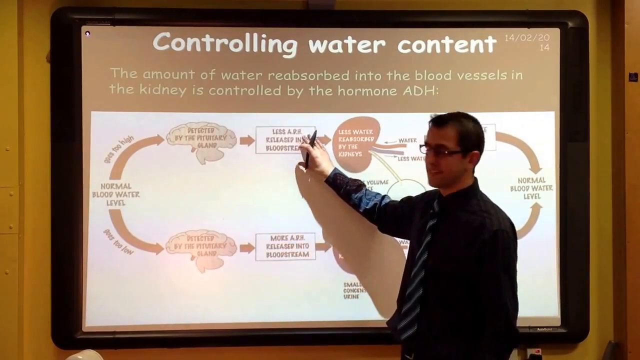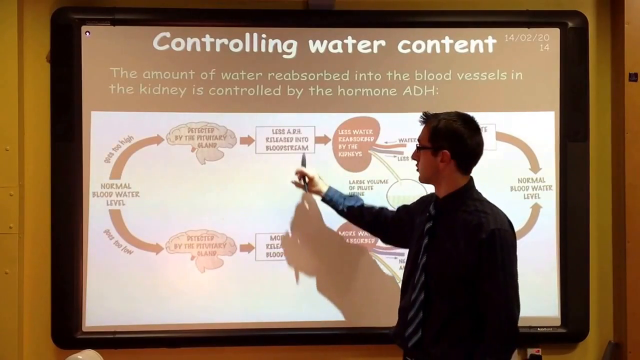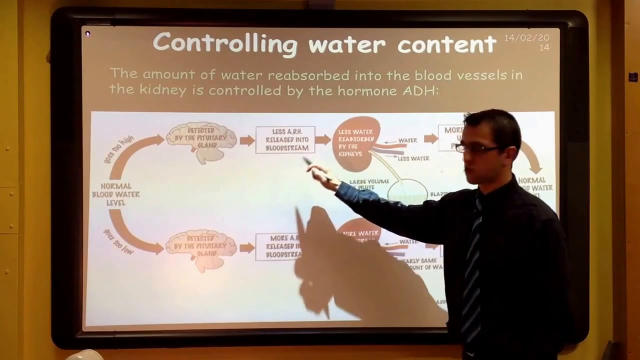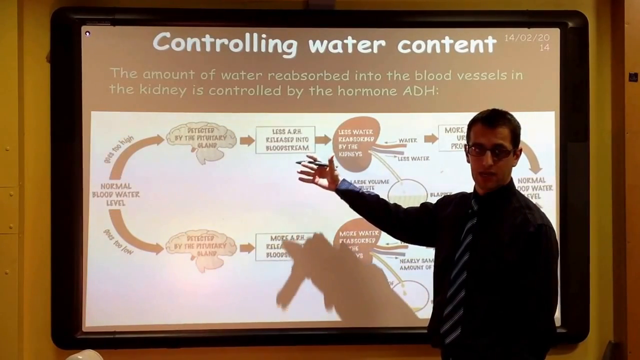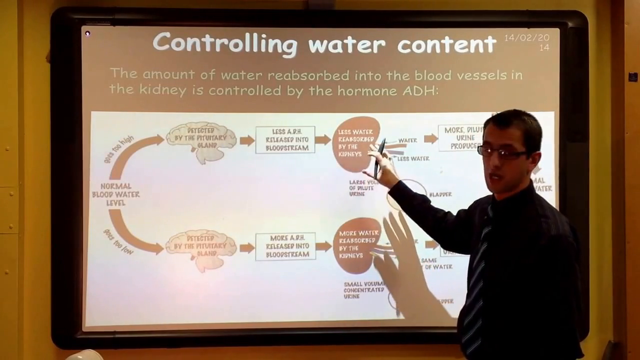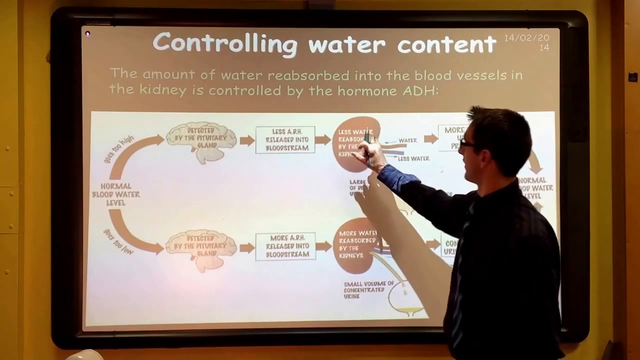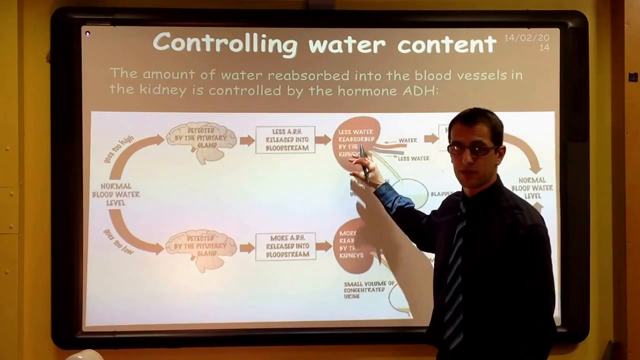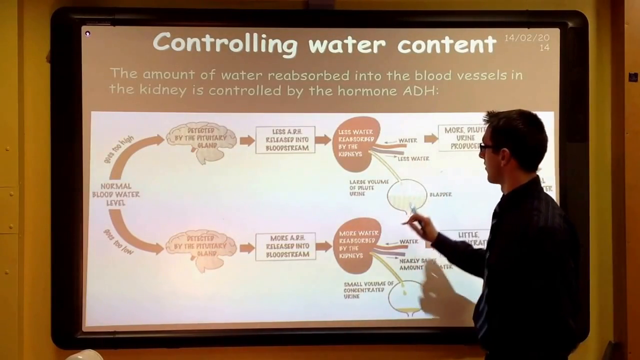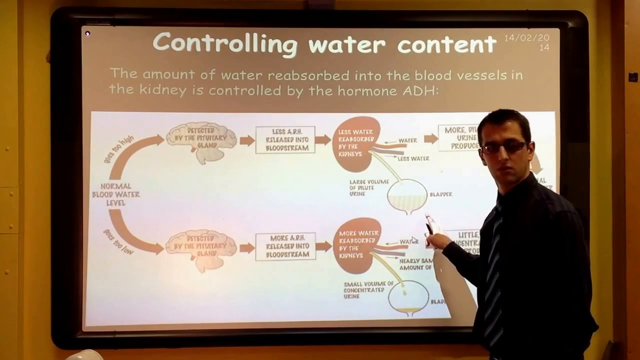The ADH, the hormone from the pituitary gland, is stopped. So less ADH is released into the blood. The ADH that would be travelling in the blood comes from the brain down to the kidneys, and the action of ADH on the kidney is therefore reduced. So therefore less water is reabsorbed by the kidney, meaning that more water is passed out through the kidney. The end result is you get large volumes of dilute urine.